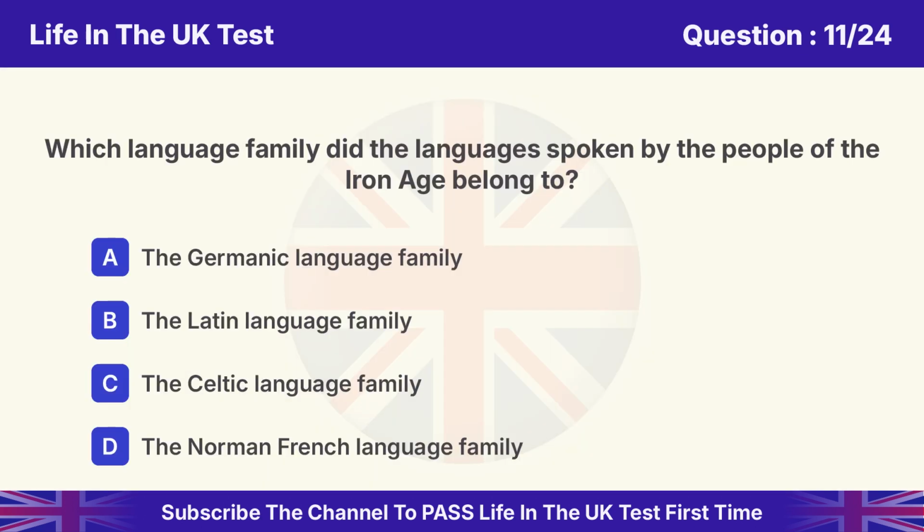Question 11. Which language family did the languages spoken by the people of the Iron Age belong to? Option A, the Germanic language family. B, the Latin language family. C, the Celtic language family. D, the Norman French language family.